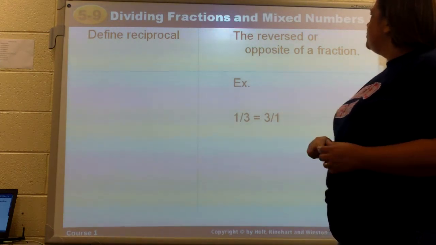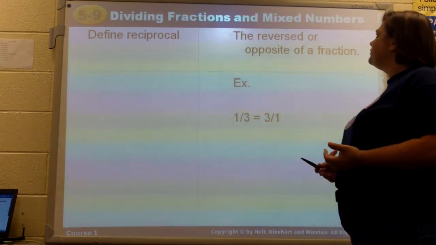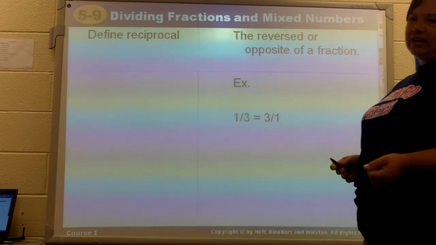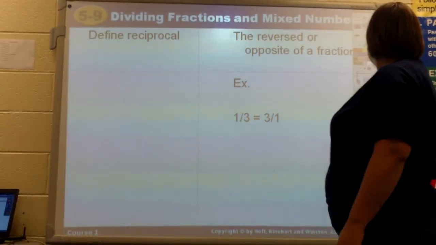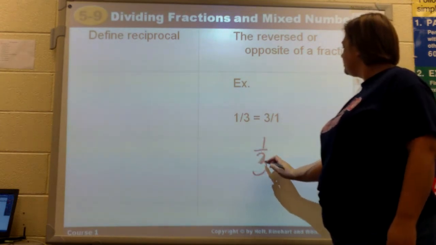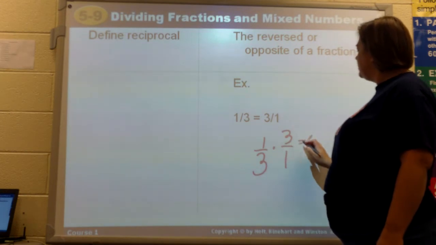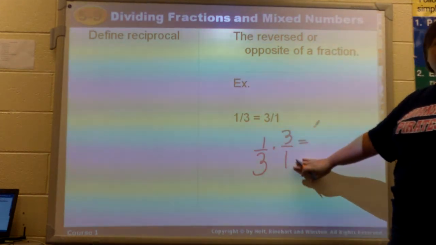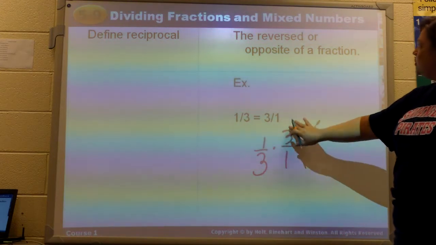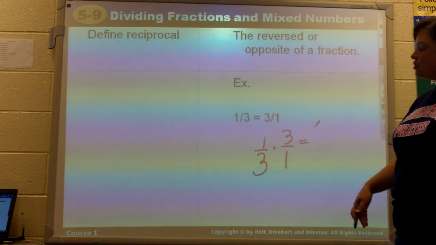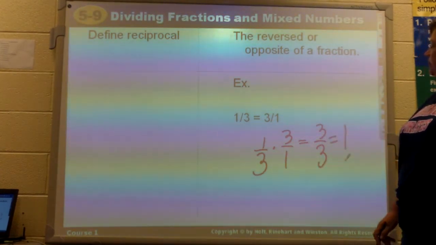So the first thing we need to look at is what a reciprocal is, which is basically just the reverse or the opposite of a fraction. So for example, if we have 1/3 and we multiply that by 3/1, which is the reciprocal, the opposite or the reversed or the flipped fraction, it would equal 3/3, which equals 1.